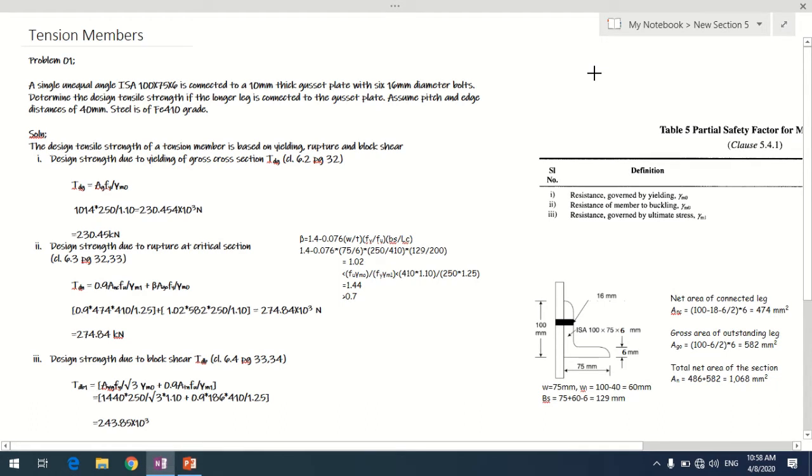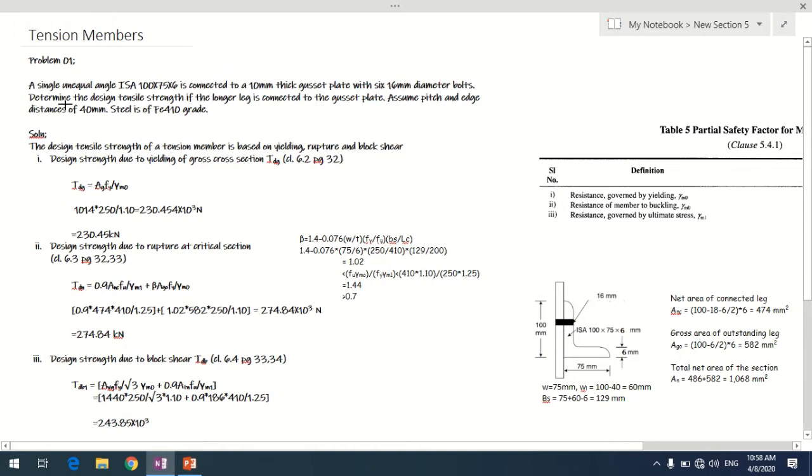In this session, we'll take up a problem on design of tension members. We'll go for determining the design tensile strength of a tension member, and the problem that has been given is over here. A single unequal angle ISA 100 by 75 by 6 is connected to a 10 thick gusset plate with 6 bolts of 16 diameter.